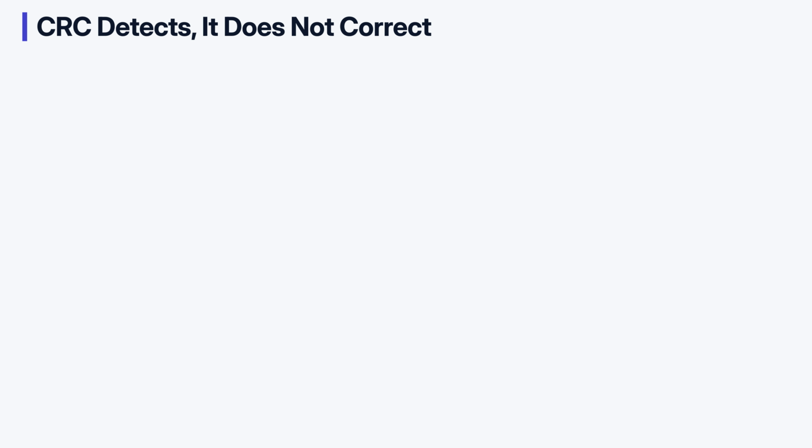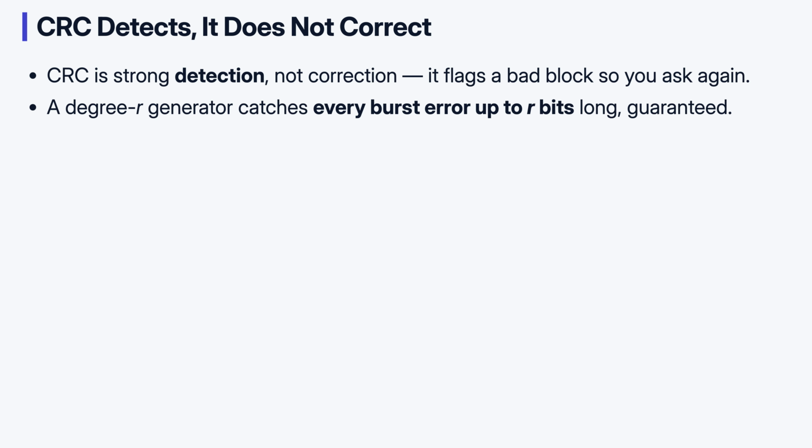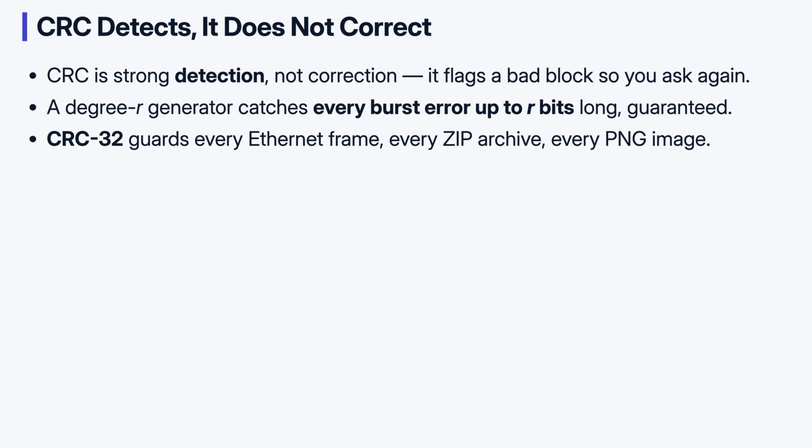So what does CRC give you, and what does it not? CRC is strong detection, but it does not correct. It cannot fix a bit. It tells you the block is bad, so you ask for it again. A generator of degree R catches every burst error up to R bits long, guaranteed. That is why CRC32 guards every Ethernet frame, every zip archive, and every PNG image.